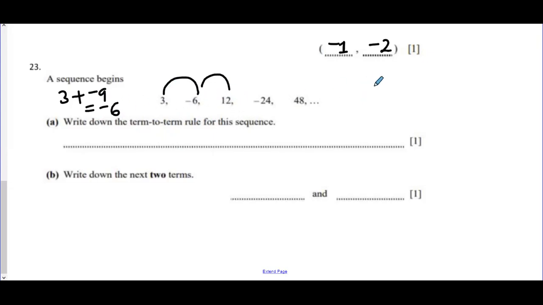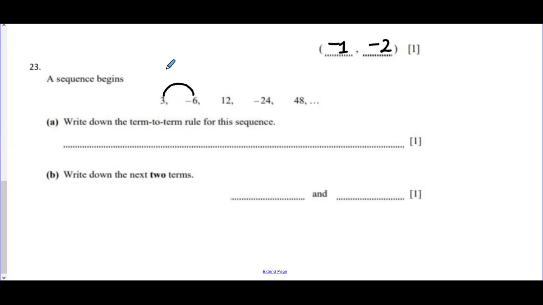Let us try. -6 adding -9, this will be positives and negative will be negative. So you're going to have -6 there, you're going to have 9 there. So -6, -9, this will be -15, but we're supposed to get 12. So in that case, adding -9 is not the correct term-to-term rule. So let us figure out another term-to-term rule.